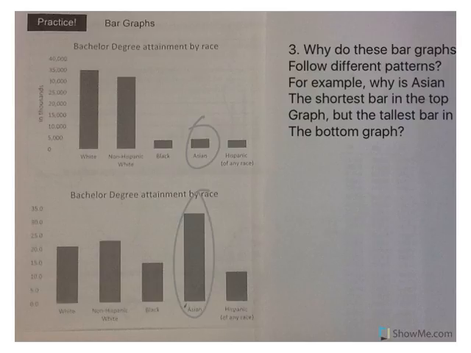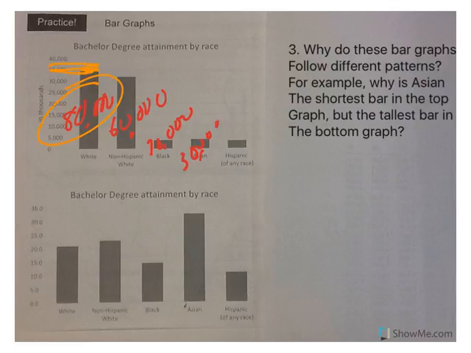That's because when they figured out the rates, let's pretend there were 80,000 whites, 60,000 non-Hispanic whites, 70,000, I am making these numbers up, 30,000, whatever. These are the totals. When you take the degree attainment, you're taking this frequency divided by this number, and the total for each one is different. Because the totals are different, you're dividing by different denominators. That's what changes the graph.